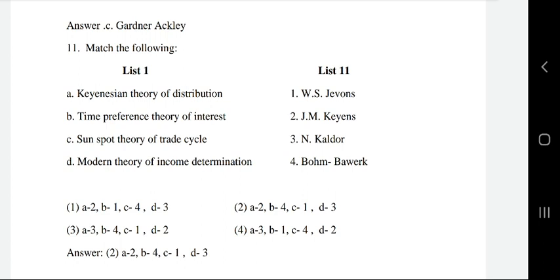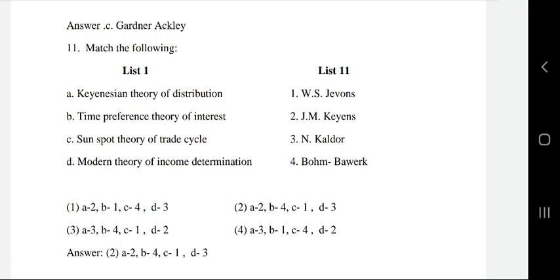A for 2, Keynesian theory of distribution; James Keynes, time preference theory of interest; answer 4, Pompeour, and sunspot theory of trade cycle. A sunspot is an economic variable which has no direct impact on economic fundamentals, and this was developed by Stanley Jevons.